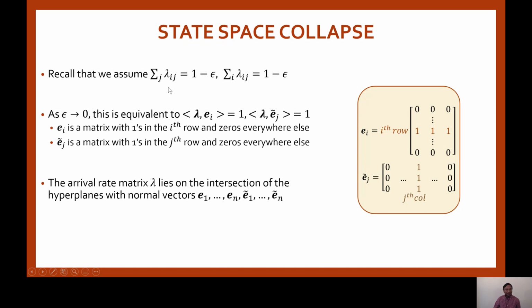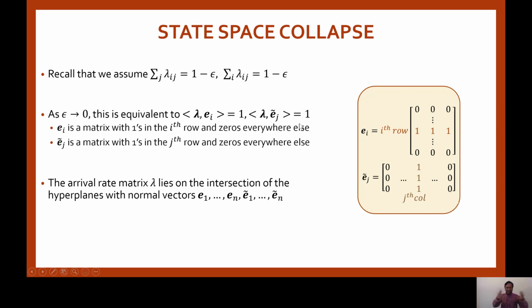This guy is the sum of all the arrival rates in the ith row. I can think of it as the dot product of the lambda vector, which is a matrix, with the e_i matrix, which is a matrix where the ith row is 1 and all the others are 0. So when I take the dot product, I essentially get the sum of the ith row. I have n of these, an e_i matrix for each row. And then I can define the e_j tilde matrix, n of them, one for each column, where the jth column is all 1s and all the others are 0. When I take the dot product of the lambda vector with this, I get the sum of the arrival rates of the jth column.